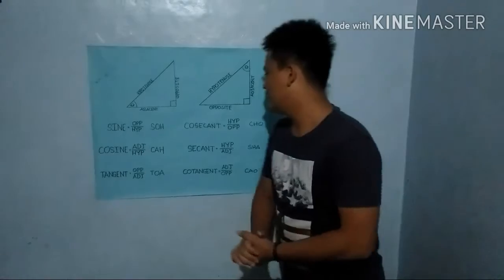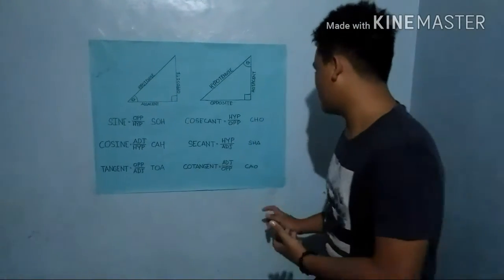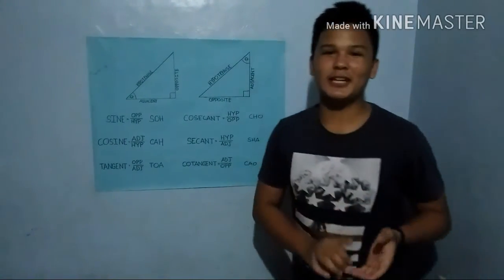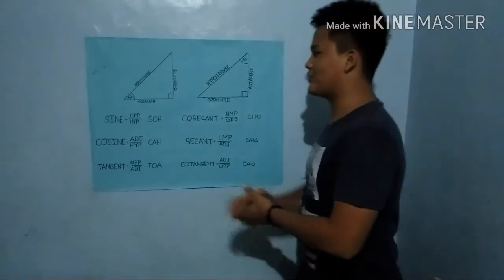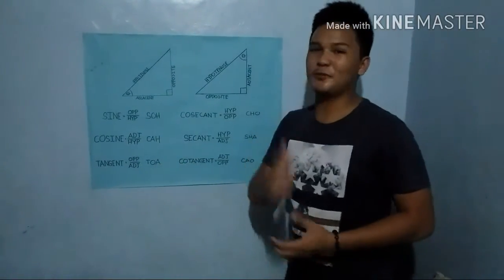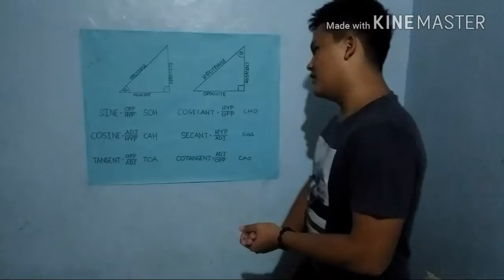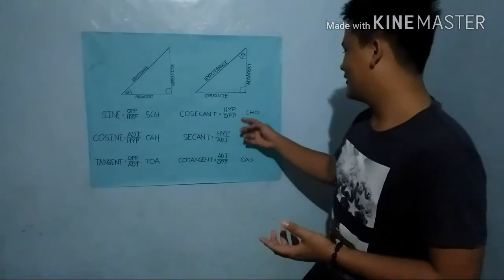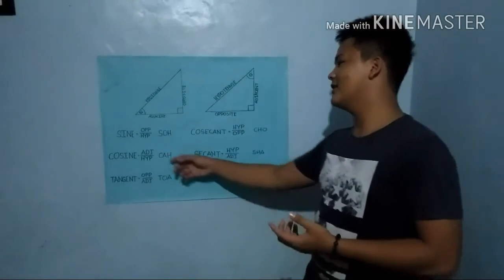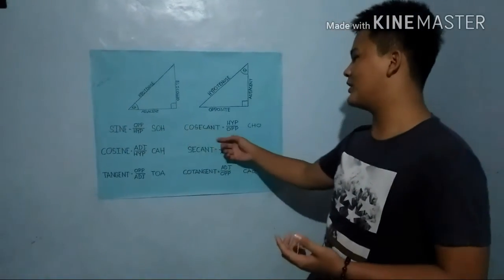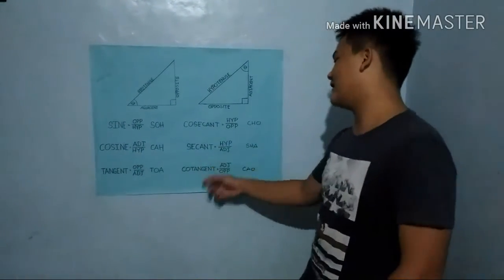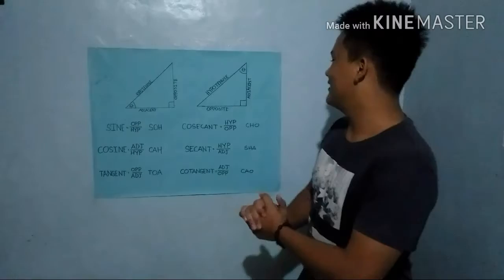Next is the cosecant, secant, and cotangent. Cosecant, secant, and cotangent is the inverse of the first 3 trigonometric ratios. You can observe that you'll just reciprocate sine to be cosecant, cosine to be secant, and tangent to be cotangent.